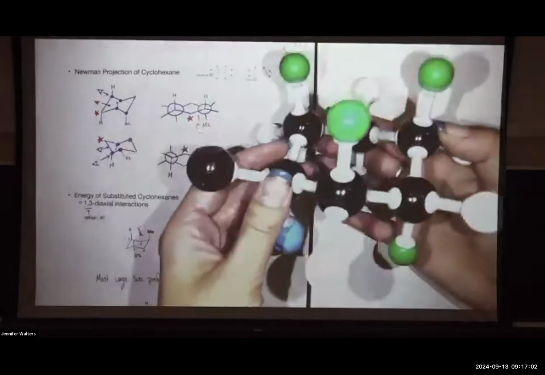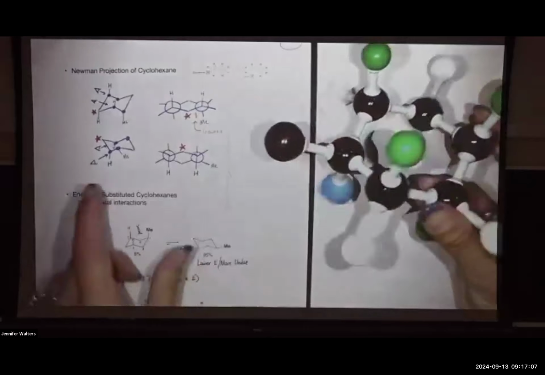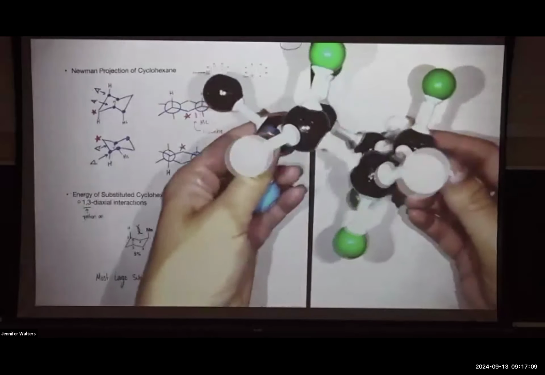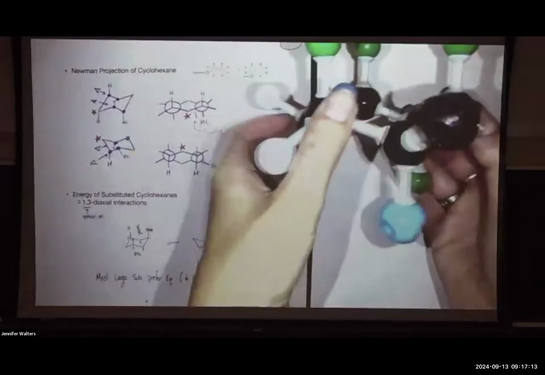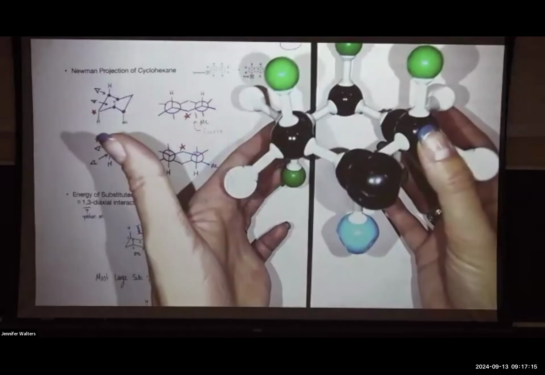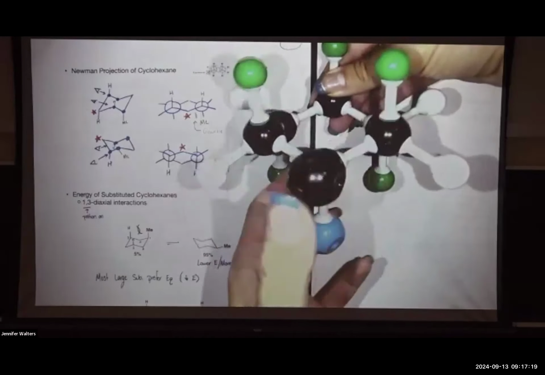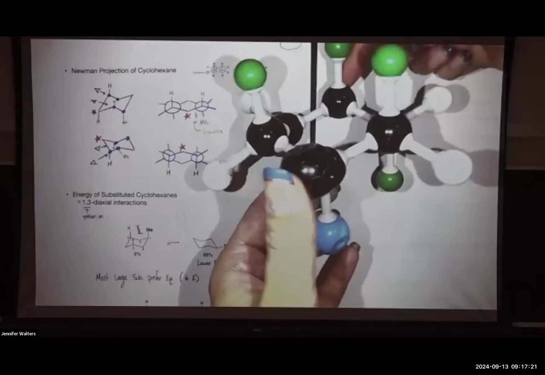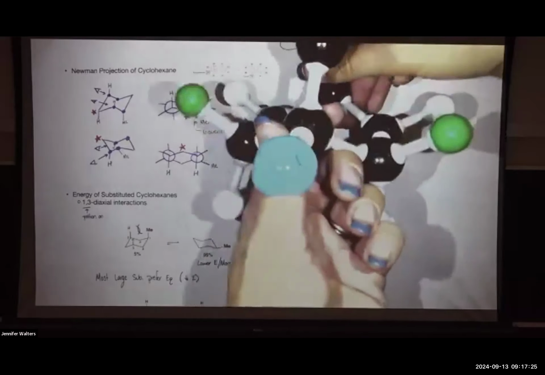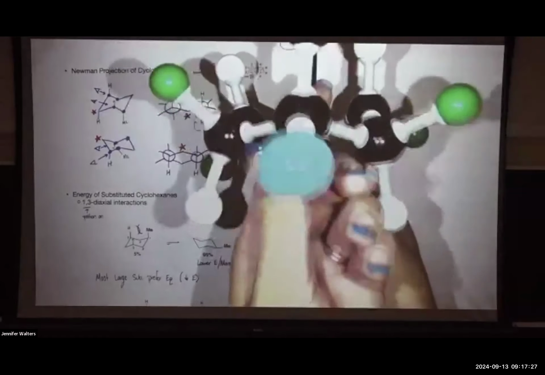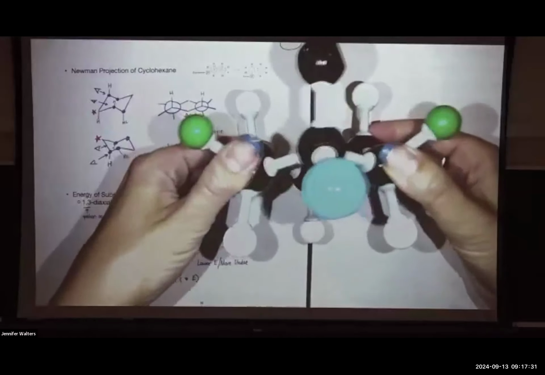So whatever bonds you look down, you can look down any of them is what I'm trying to say. When we do our chair flip in the Newman projection, I'm imagining that I'm pinching the front and the back carbon. So the front flips up, the back flips down.